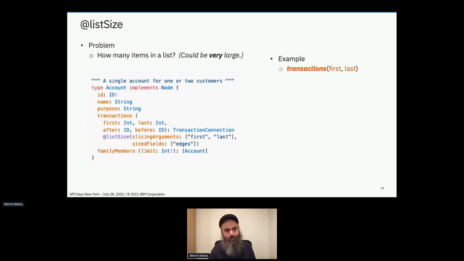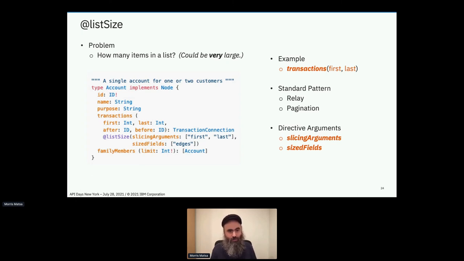It can get much more complicated. And I need some way to know programmatically what are the slicing arguments, and if it's not the standard pattern, what's going to bound it? So here I've got these directive arguments. I've got the slicing arguments, which just tells me first and last are the two slicing arguments.